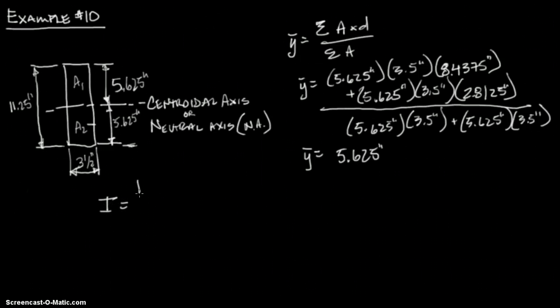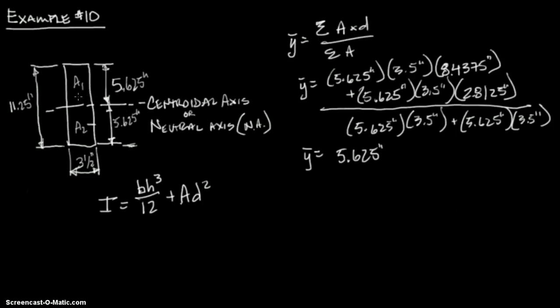I, as I said last time, of a shape like this is BH cubed over 12 plus AD squared. We'll start with A1 and then we'll go to A2. Another thing is, you could look at it as just one big piece right here. You can look at one big piece, and it's about the neutral axis, so the D would be 0. Let's do this first, actually. Let's do it twice. So when we look at this, it's BH cubed over 12 plus AD squared.